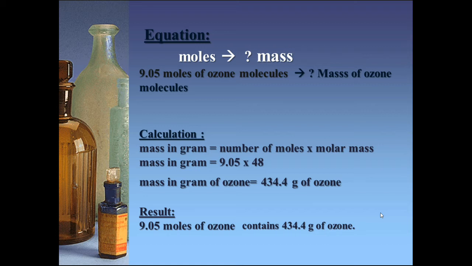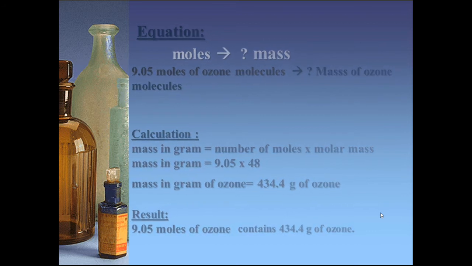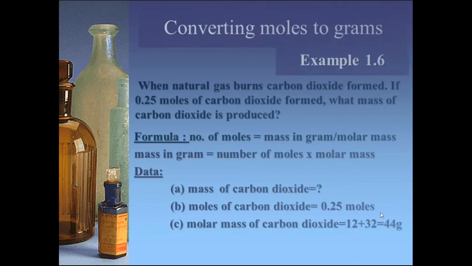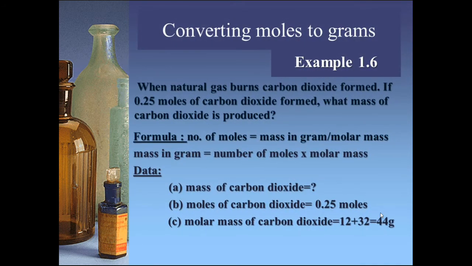Calculation: mass in gram is equal to number of moles multiplied by molar mass. Mass in gram is 9.05 multiplied by 48. So we get the mass of ozone equal to 434.4 gram. Result: 9.05 moles of ozone contains 434.4 gram of ozone.